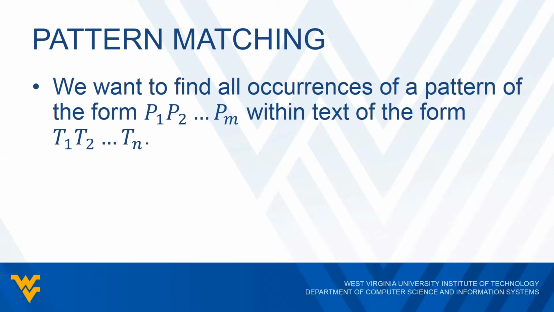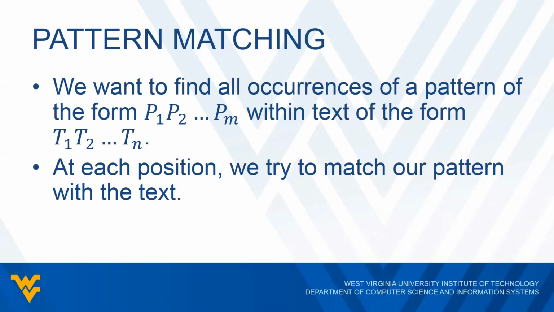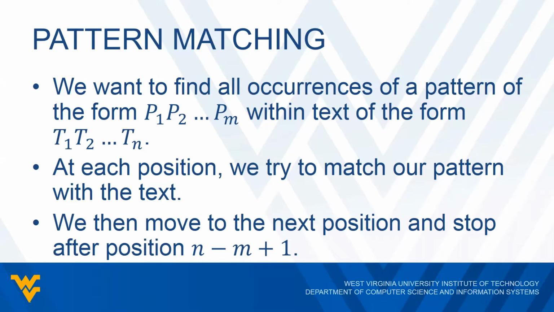So how did we go about doing this? At each position, we simply try to match our pattern with the text. If it's there, then we say we found a match there. Then we move on to the next position and repeat this. We start at position 1, then check the pattern at position 2, position 3, and we stop after position n minus m plus 1.